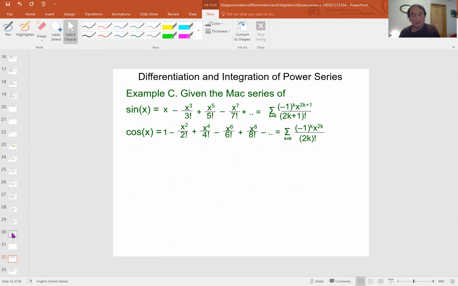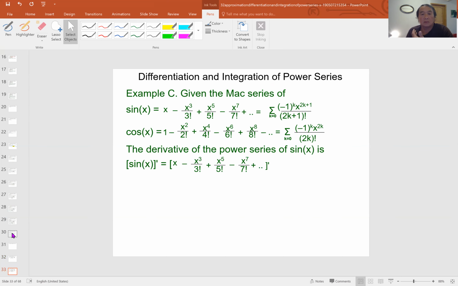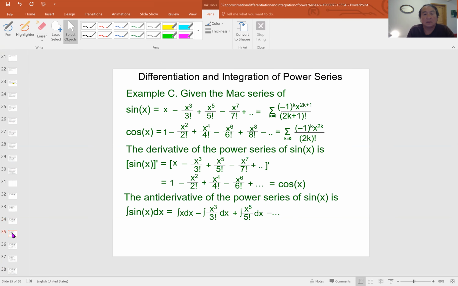Now, the derivative of a Maclaurin series is the Maclaurin series of the derivatives. So if I take the derivative of the Maclaurin series of sine, the first one, you find out you get cosine. And if you integrate it, you get minus cosine. So in other words, this example illustrates that if I take the derivative of a power series of a function, it's going to be the power series of the derivative. The same thing for the integral, okay?